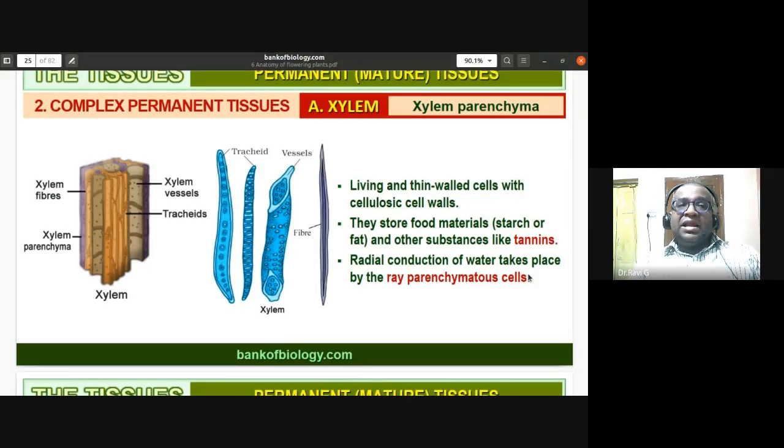So the radial conduction of water takes place by the ray parenchymatous cells. Radial conduction of water is from root hair to the xylem, so it is the horizontal movement of water. See, from root to the tip of stem, it is vertical movement of water. The radial conduction is through the radii, that is horizontal movement of water from root hair to xylem. It takes place by these ray parenchymatous cells.